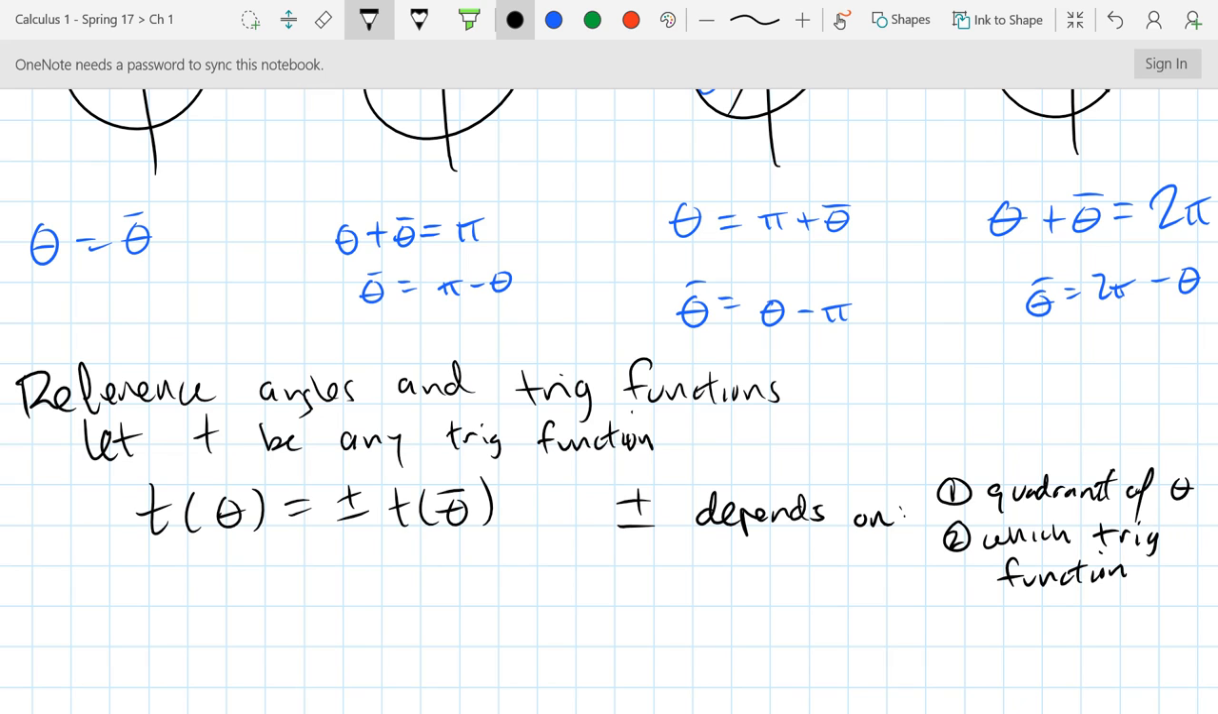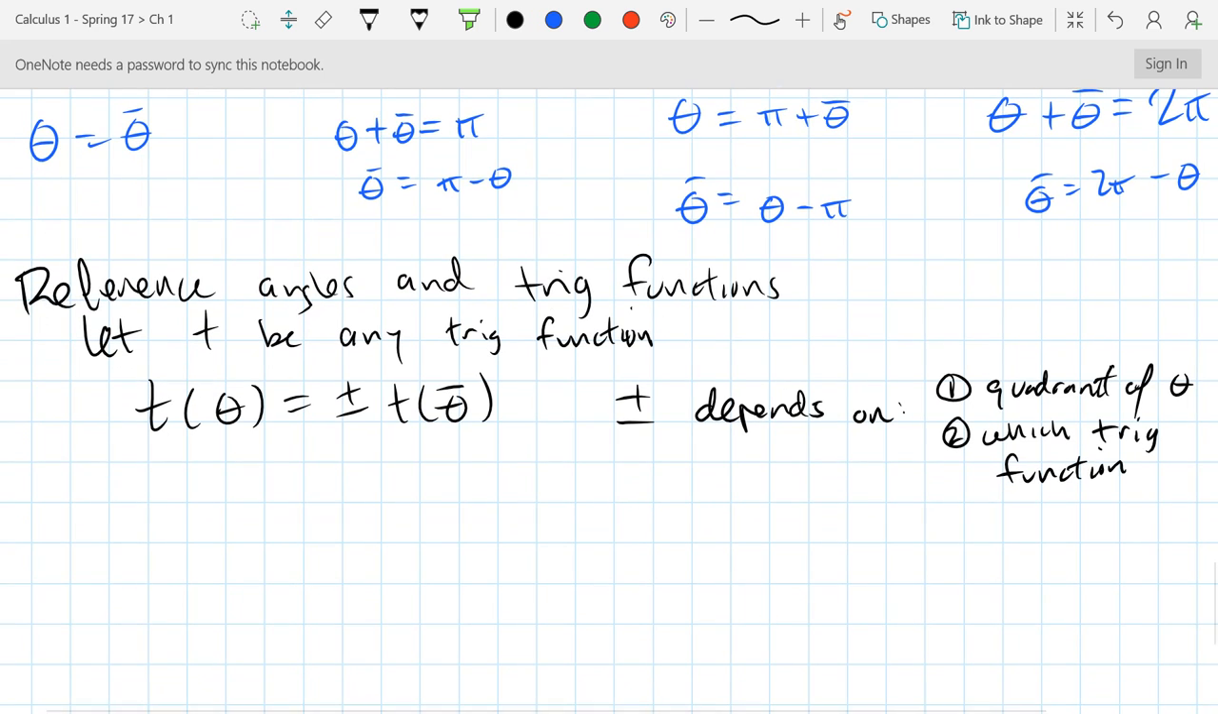Which trig function is important, because some trig functions use x, some use y, and some use both. And you just have to know what quadrant you are in. Is x positive or negative? Is y positive or negative? And then you'll know if your trig function is positive or negative. So we'll go sine. So what is sine of 5 pi over 6?